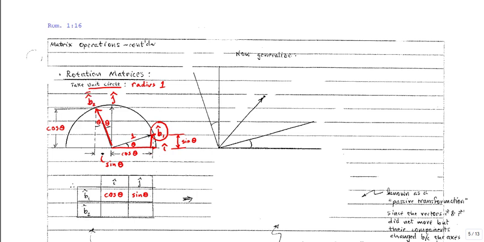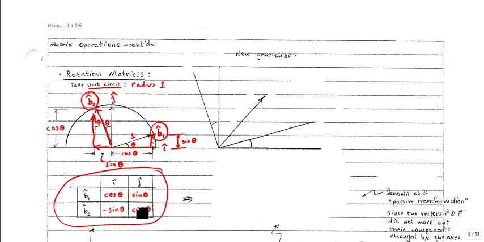The b2 hat vector, which is this one, now I'm going to go minus sine theta in the i hat direction. That means I'm going this way. And then I'm going to rise up an amount cos theta. And so I have a very nice little transformation array, because now I can go between the i hat, j hat directions to the b1 hat, b2 hat directions, or vice versa, very easily, just by looking at this transformation array.